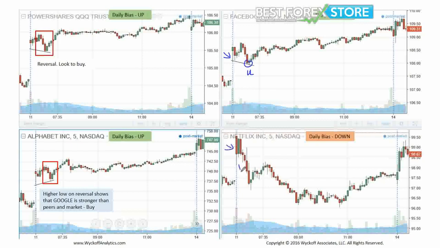Netflix is opening up and just going down. There is really no attempt even to go up, except for this bar, and just failure and failure. So that's not going to be an attractive stock for us to trade to the upside. But Google is very interesting. It creates a higher low instead of a lower low, like here in QQQ and Facebook. And this is definitely something that we're looking for in the same type of gap.